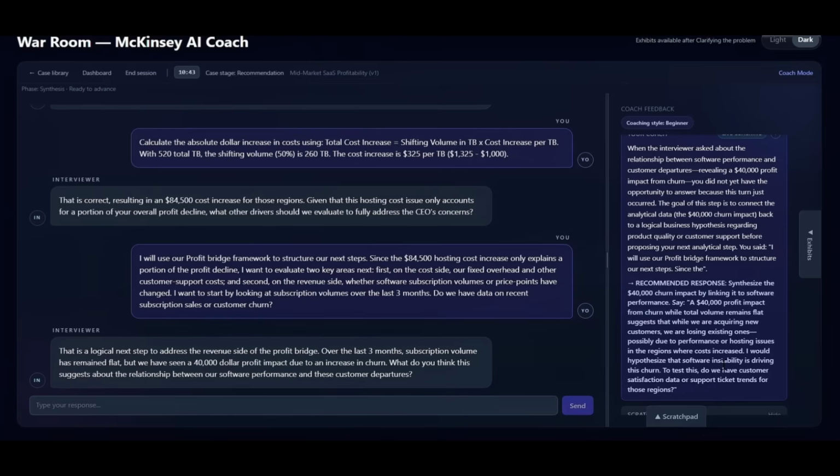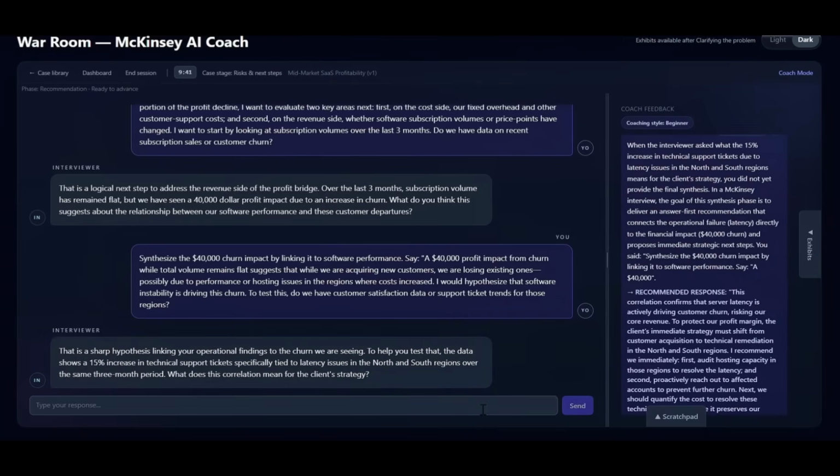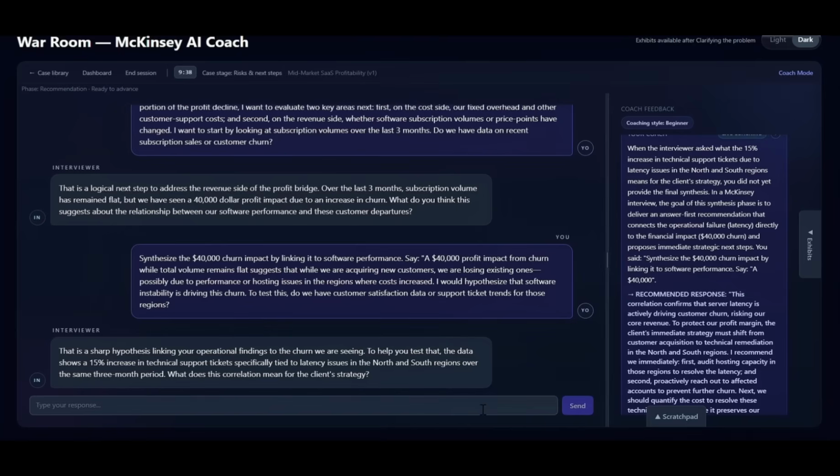So our coach tells us that one of the issues could be that we're failing to acquire new customers while losing existing ones, maybe due to poor performance of our servers or hosting issues in the regions where costs have increased. So using that hypothesis, we need to get some customer satisfaction data. So why don't we ask for that? So right here, we're getting help about the different pieces of the case that we should think about. And this is exactly what our coach is trained to do for the beginner filter.